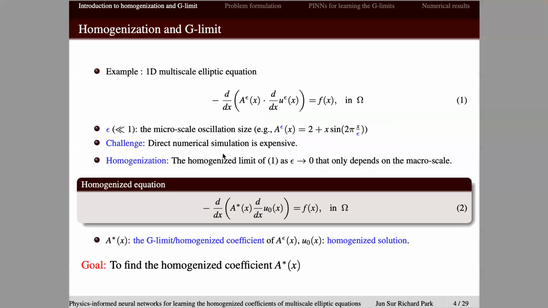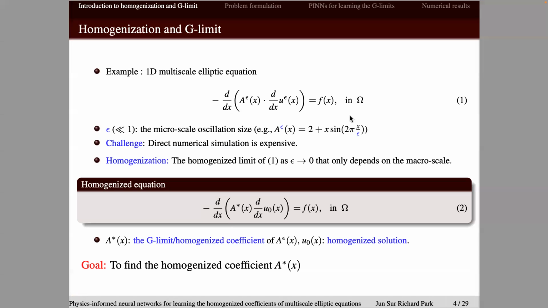That motivates homogenization and the limit. Here we have our example, a 1D multiscale elliptic equation. I call this a multiscale elliptic equation because of this epsilon here. Epsilon is typically a very small positive number, and it represents the micro scale oscillation size. If you look at this coefficient, we call it the multiscale coefficient A epsilon. You can see that we have this slow variable x that represents our macroscopic behavior, and this variable x over epsilon that represents the fine scale oscillation here.